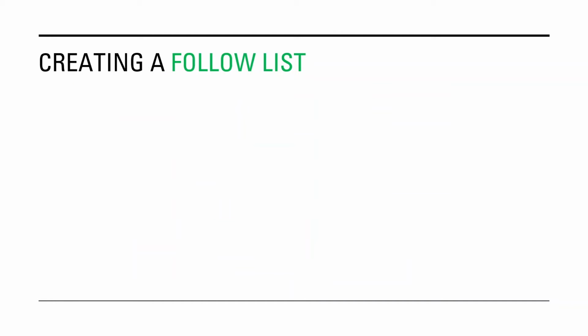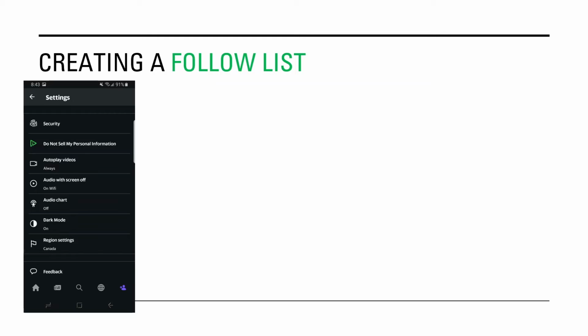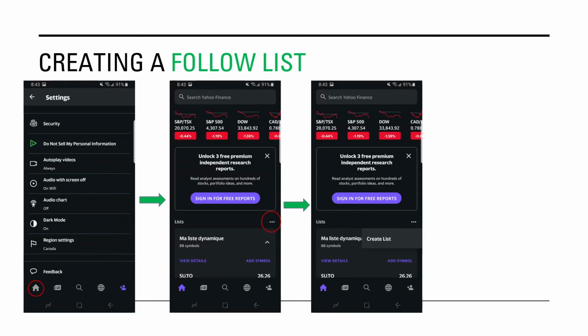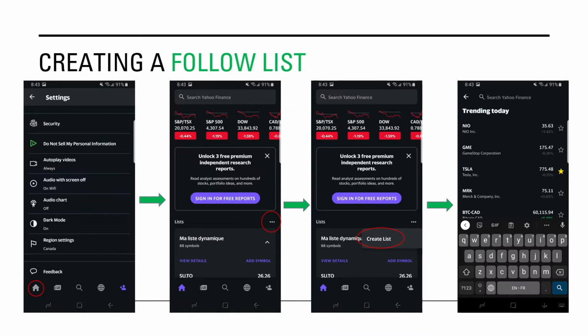First, you're gonna have to create a follow list. When you open Yahoo Finance, you're gonna go back to the home and you're gonna click on the three dots to create a list and search symbols. Those are companies like Neo, GameStop, Tesla. You need to search them and add them to your list with a yellow star to follow them on your application.